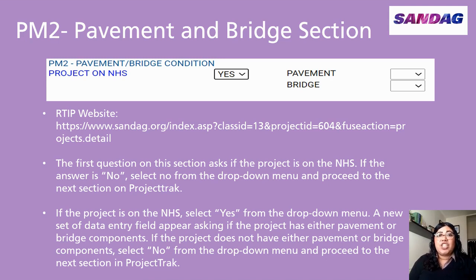The first question in this section asks if the project is on the NHS. If the answer is no, select no from the drop-down menu and proceed to the next section in ProjectTrak. If the project is on the NHS, select yes from the drop-down menu and a new set of data entry fields appear asking if the project has either pavement or bridge components. If the project does not have either pavement or bridge components, select no from the drop-down menu and proceed to the next section in ProjectTrak.